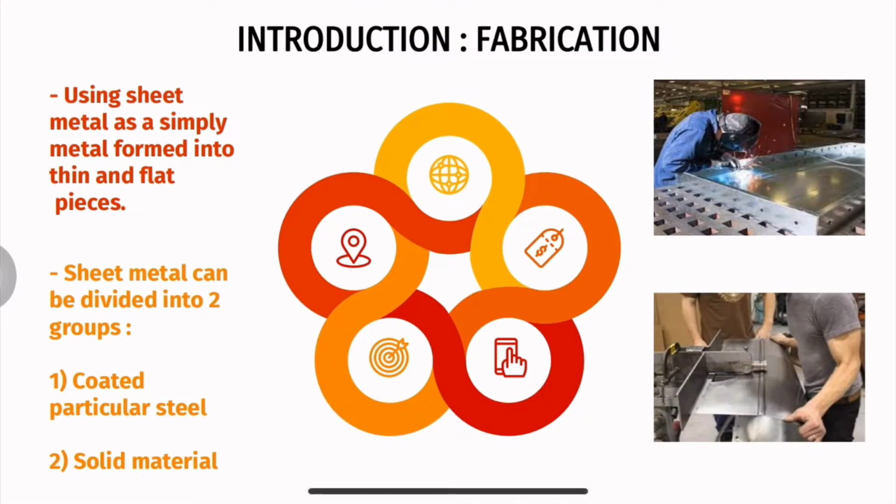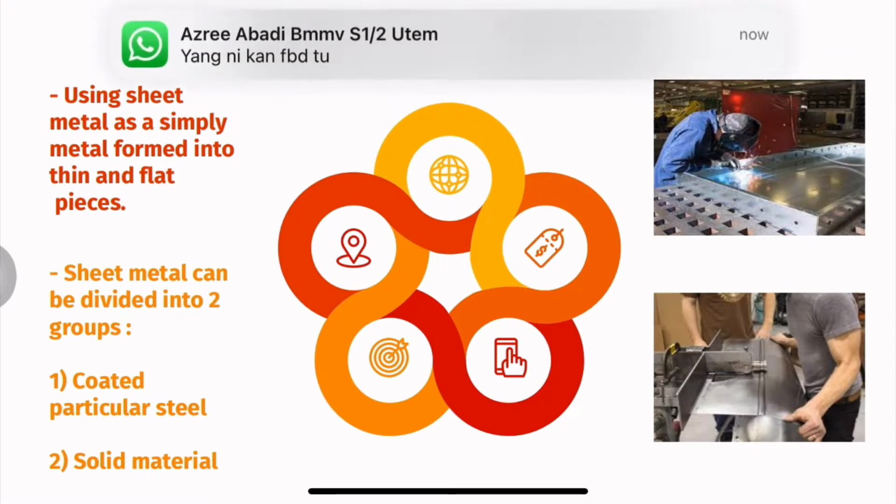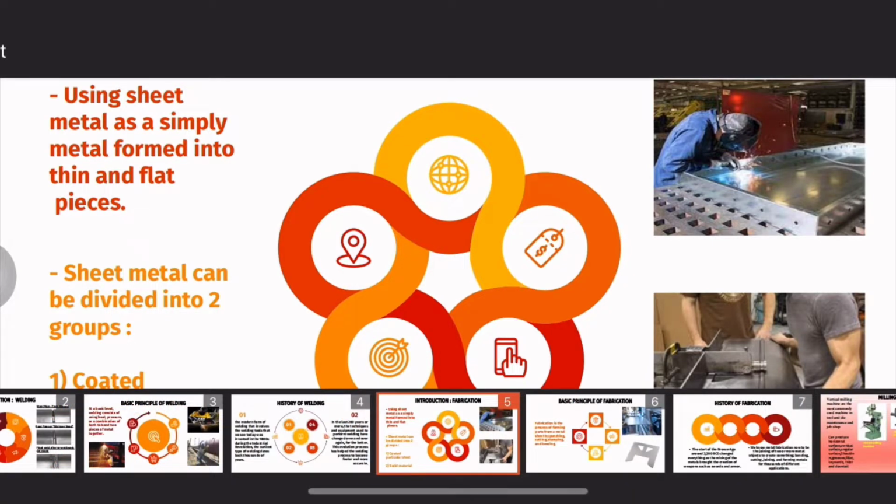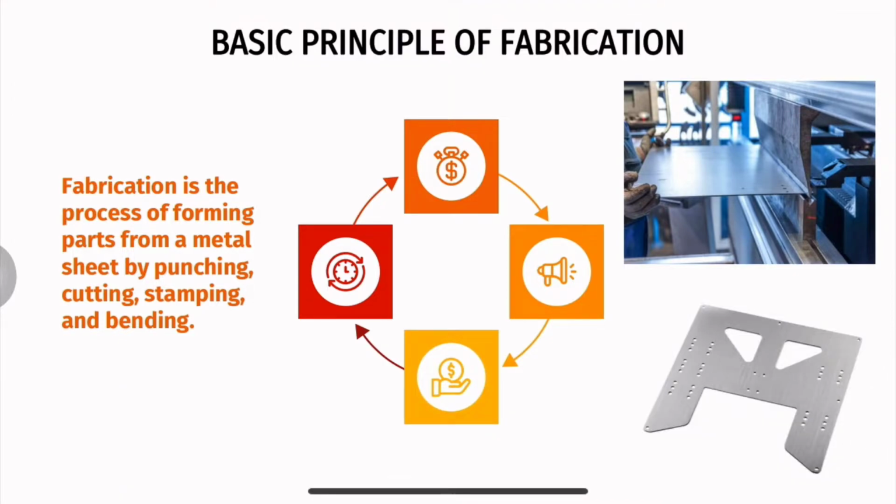Okay, introduction to fabrication. Fabrication uses sheet metal, which is simply metal formed into thin and flat pieces, and sheet metal can be divided into two groups, for example, coated plate steel and solid material. The second one is the basic principle of fabrication. Fabrication is the process of forming parts from a metal sheet by punching, cutting, stamping, and bending. So fabrication is a multi-purpose process.